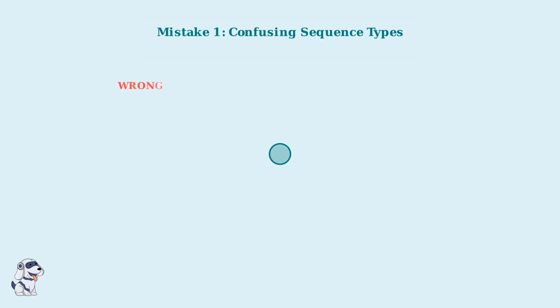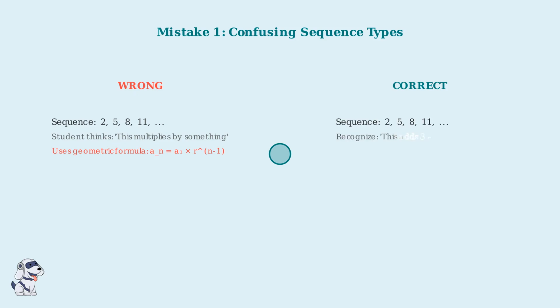When working with sequences and series, there are several common mistakes that students frequently make. Understanding these pitfalls will help you avoid them and solve problems more accurately. The first common mistake is confusing arithmetic and geometric sequences. Students often see a sequence like 2, 5, 8, 11 and mistakenly think it involves multiplication when it actually involves addition of a constant difference.